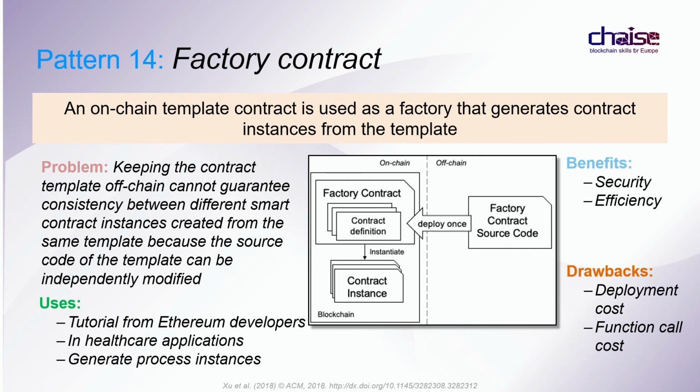Drawbacks. Deployment cost. If a public blockchain is used, using a factory contract requires extra cost to deploy the factory contract. Function call cost. If a public blockchain is used, creating a new smart contract instance requires extra cost to call a function defined in the factory contract.